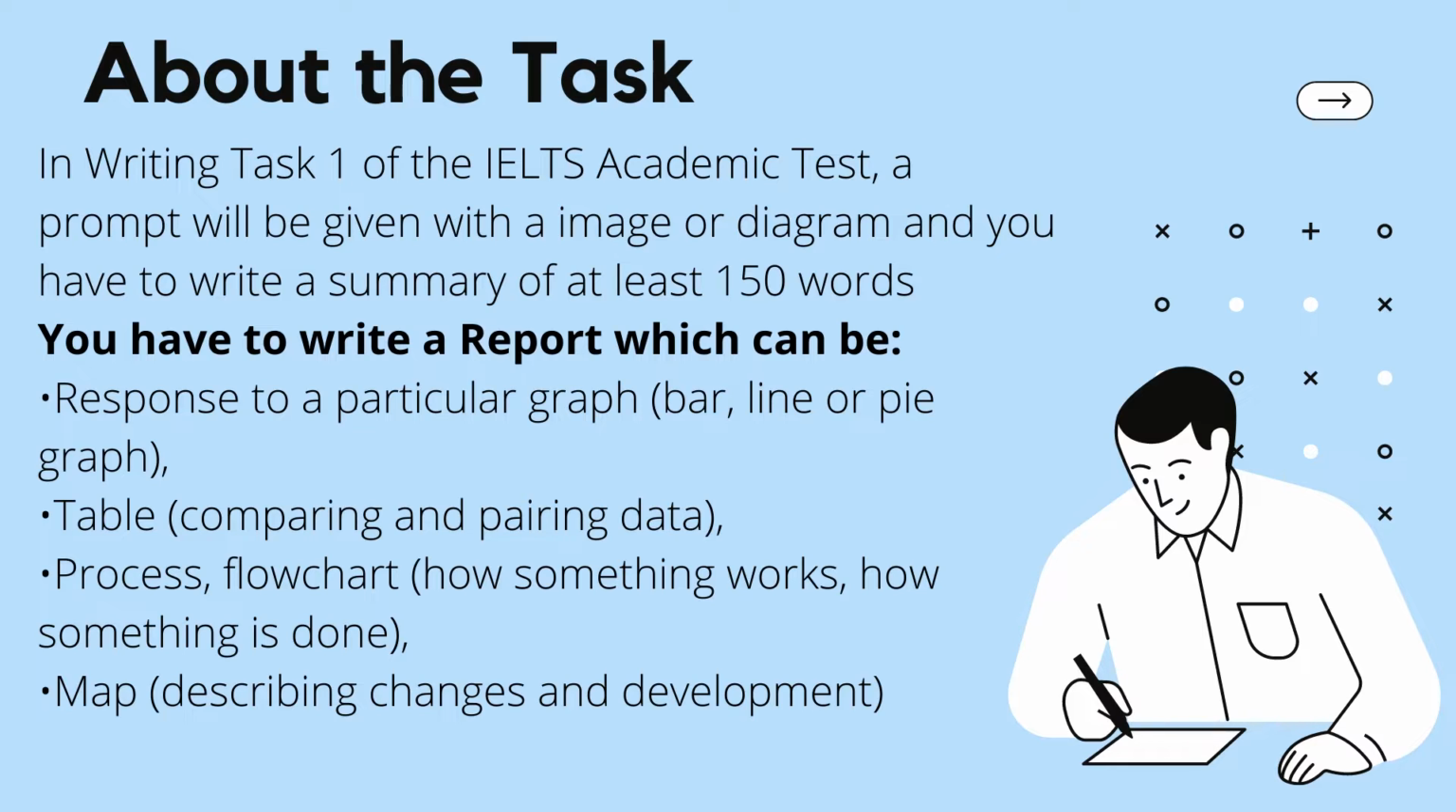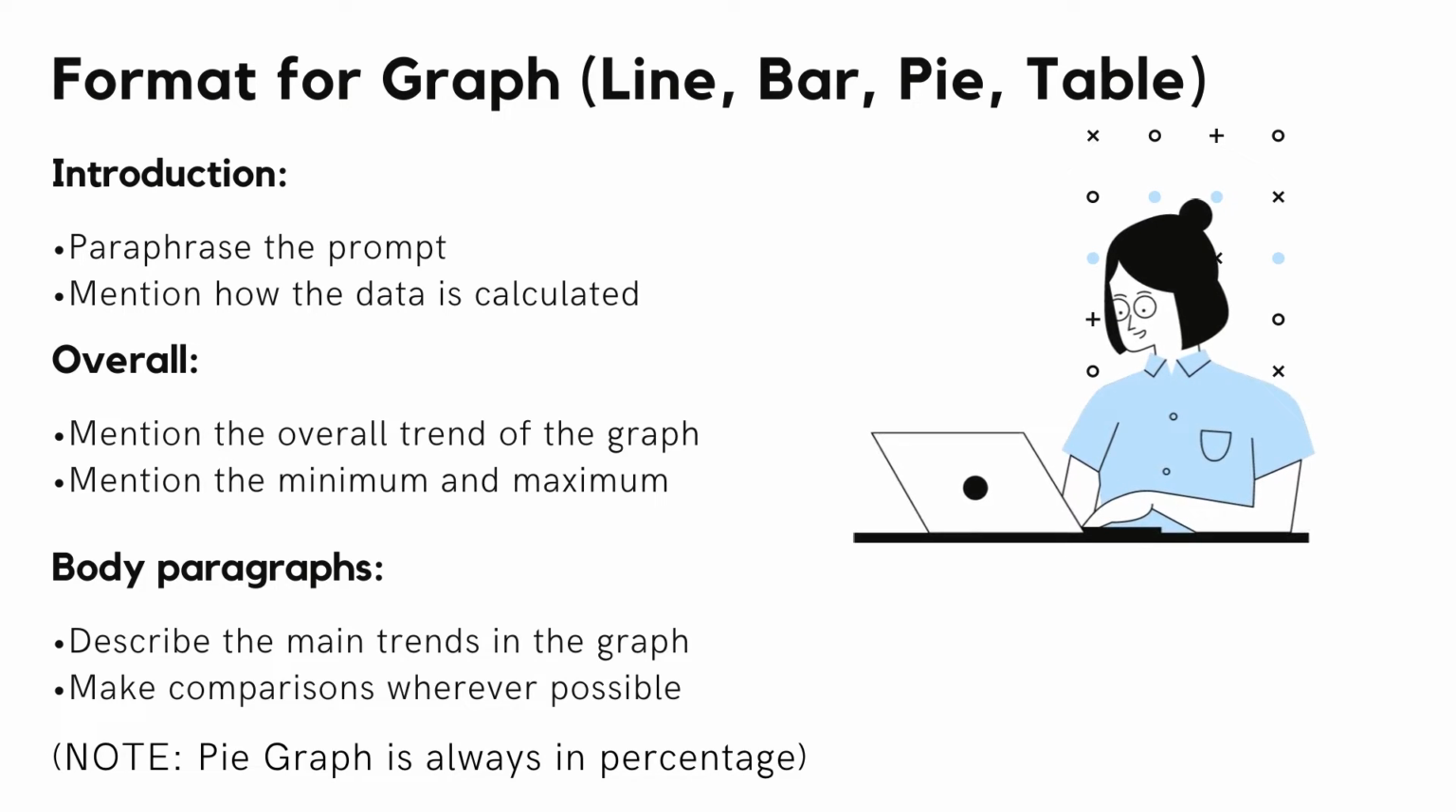But that does not mean that we will give less or more attention to any task. We will have to prepare each task type in order to be sure about our scores. Now, let us start with the format of the graph type of report. The way of writing a line graph, bar graph, table chart and pie chart is the same. But the only difference is the pie chart is always in percentage. So let us start the format.